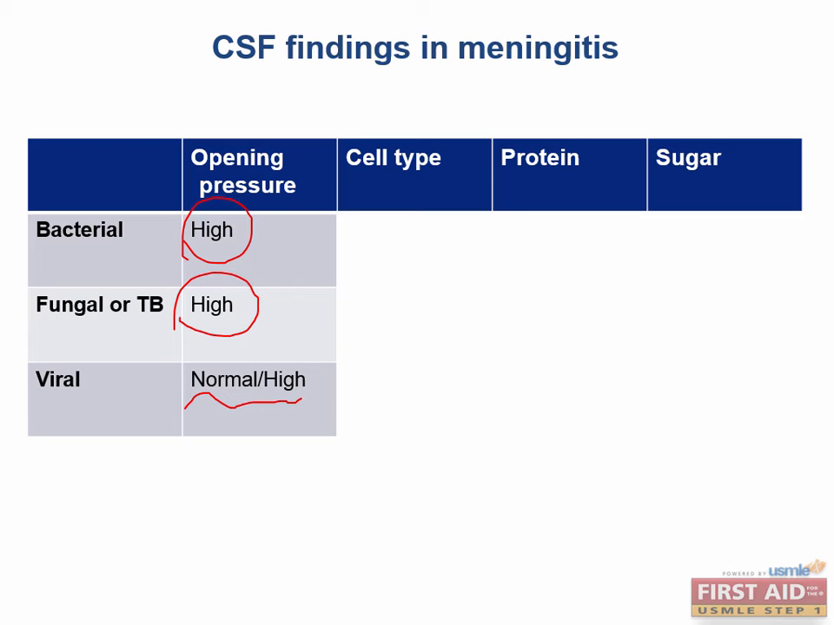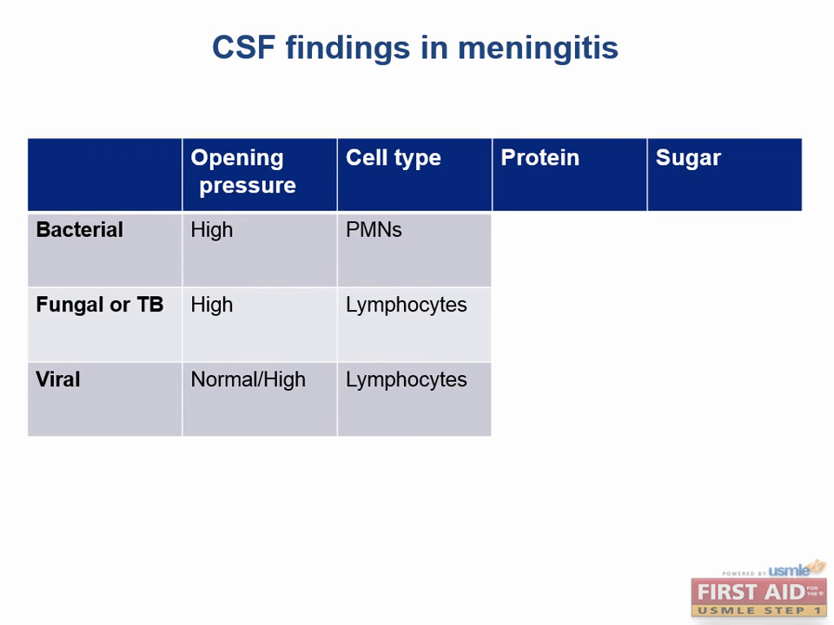The way I think about this is that since bacteria and fungi are bigger organisms than viruses, they take up more space in the CSF, causing an increase in pressure. The cell type found in the spinal fluid is probably the highest yield information. This is the first thing I typically look at when I'm analyzing a CSF fluid because it splits up bacterial meningitis from fungal and viral meningitis.